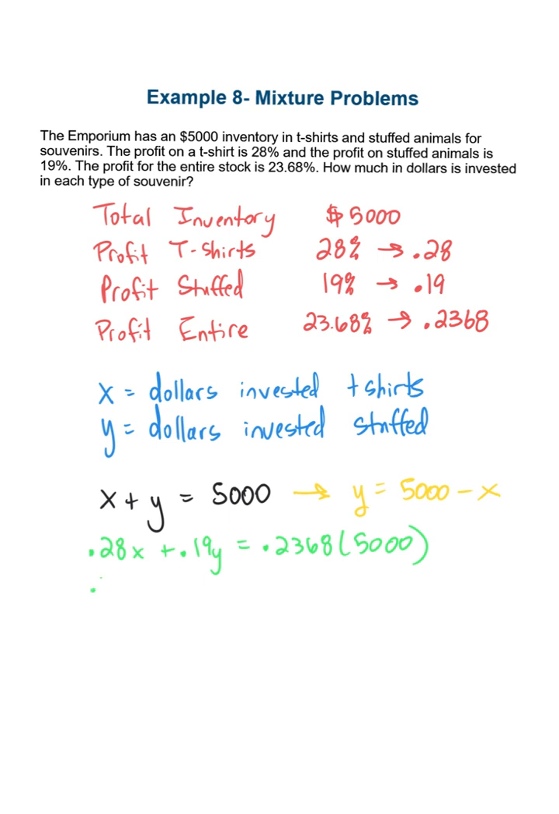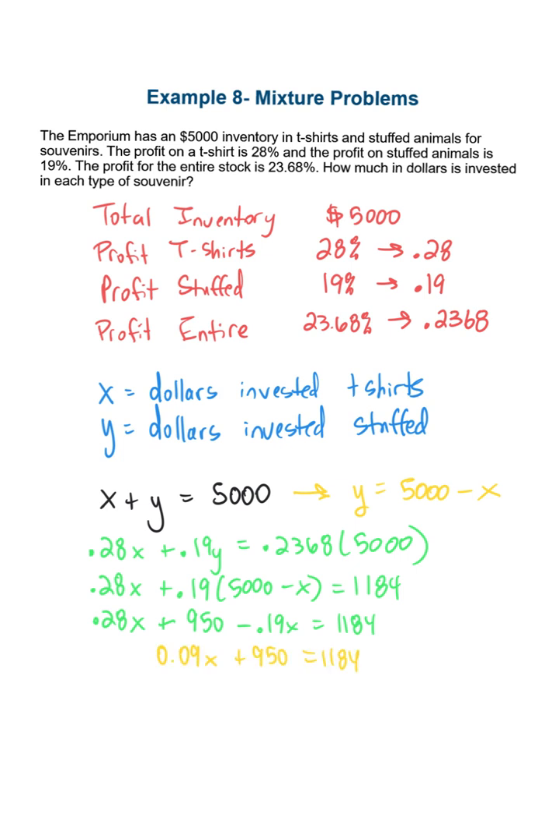In the next line, I'm going to replace the y with 5,000 minus x. So we'll have 0.19 times 5,000 minus x. I now have done my math, which is 1,184. So then I need to distribute. When I distribute, I get 950 minus 0.19x. Now I'm going to combine like terms. When I do that, I get 0.09x plus 950 equals 1,184.